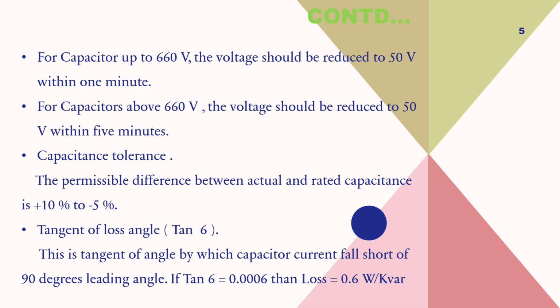Capacitance tolerance. The permissible difference between actual and rated capacitance is plus 10% to minus 5%. Tangent of loss angle, tan delta. This is the tangent of the angle by which the capacitor current falls short of the 90 degrees leading angle. If tan delta is equal to 0.0006, then loss is equal to 0.6 watts per kVAR.